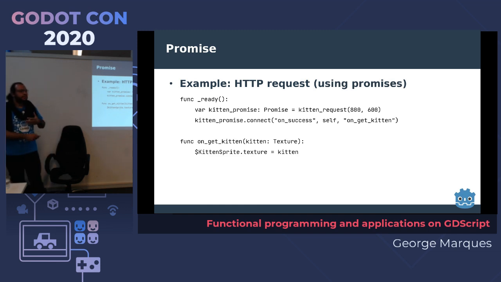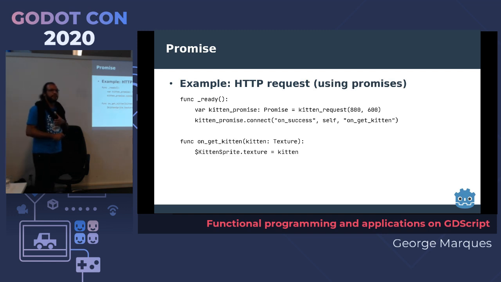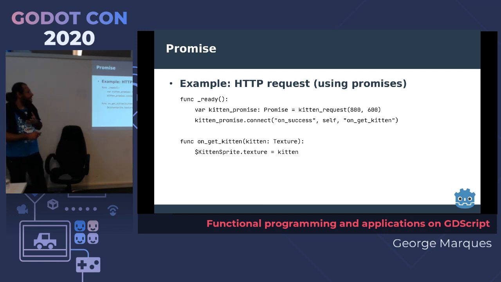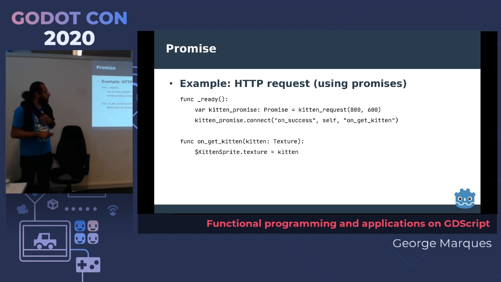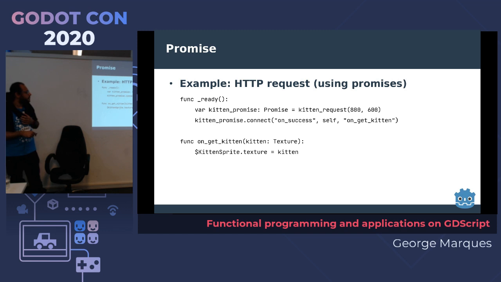So how do you use that? Essentially, on ready, you can have a kitten promise, and you make a request for an image of 800 by 600, and then you connect the promise that you got back to this function. This function, for instance, just sets the sprite. It doesn't care about anything to do with the web. It just sets the texture. And the ready function just calls the function, takes the promise back, and connects the success signal to this.